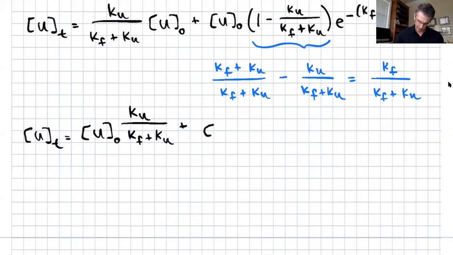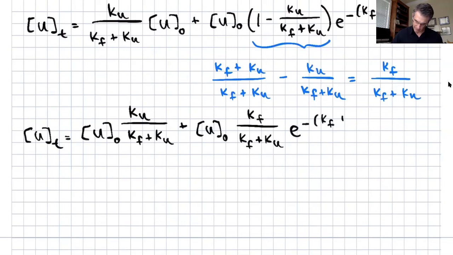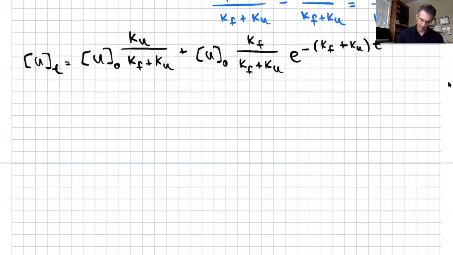Plus concentration of U at time 0 times Kf over Kf plus Ku, right? Times e to the minus (Kf plus Ku) t, all right? Okay, well, we can simplify that. Let's yank some terms out of that.